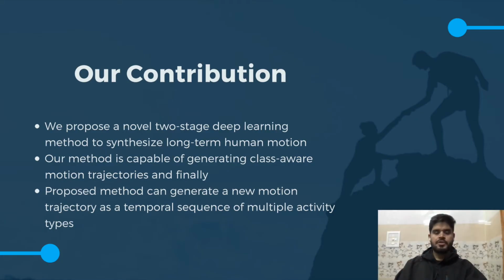Our major contributions are as follows. We propose a novel two-stage deep learning method to synthesize long-term human motion. Our method is capable of generating class-aware motion trajectories. And finally, the proposed method can generate a new motion trajectory as a temporal sequence of multiple activity types.